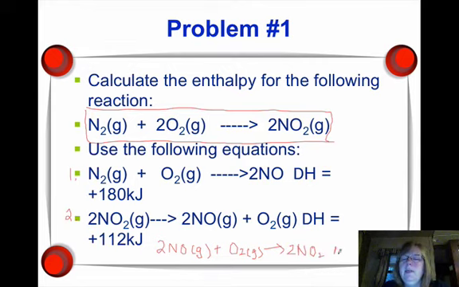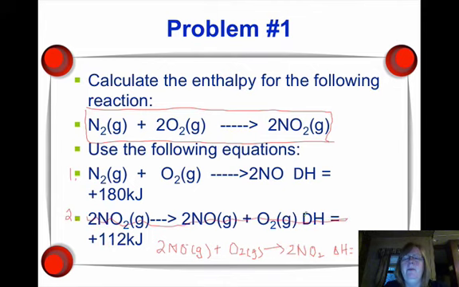And what do we do with the delta H when we flip an equation? Well, it had been endothermic, but now that we've reversed it, we change the sign of delta H, and it's now a negative 112 kilojoules, and our reaction this way, which is a synthesis reaction, is exothermic. Okay, let's see if that does it. So we have flipped this equation.